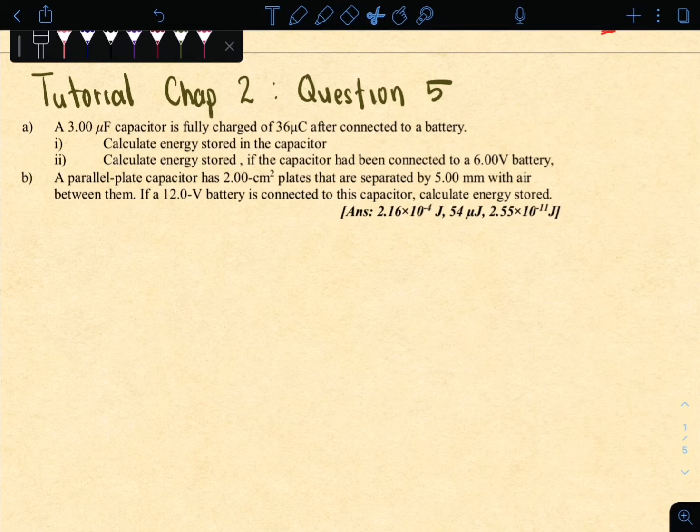As we know, given to us in the question, we have the value of capacitor and also the value of the fully charged Q naught dekat sini. So, kita ada dua nilai ni. So, soalan minta energy stored.